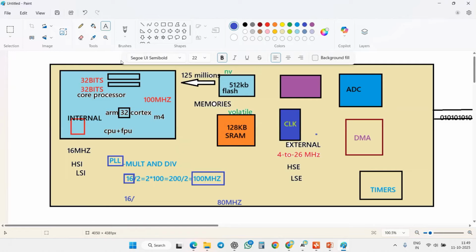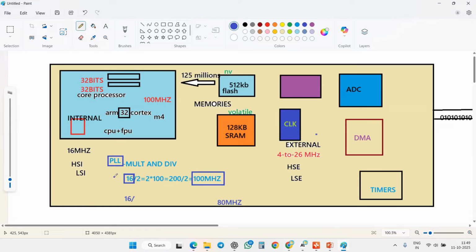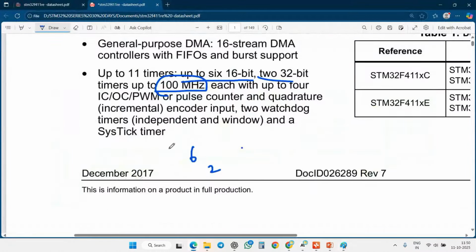You give some input frequency and you require some output frequency, which is your maximum range. Depending on that, it uses some parameters: divided by 2, multiplied by 100, and divided by 2 again to get this value. If you want the value of 80 megahertz, it needs to use some values to get it. That is the actual purpose of a phase lock loop.